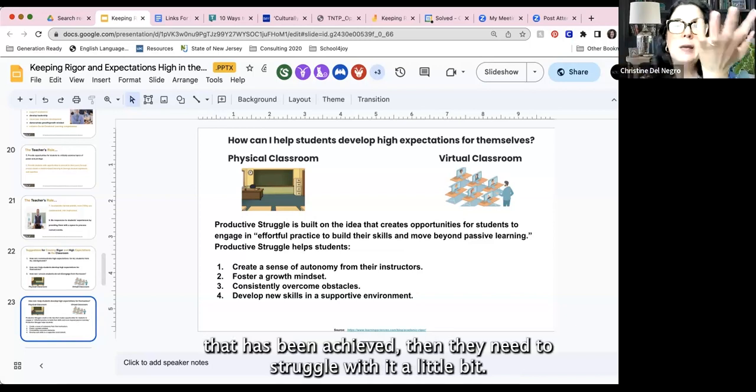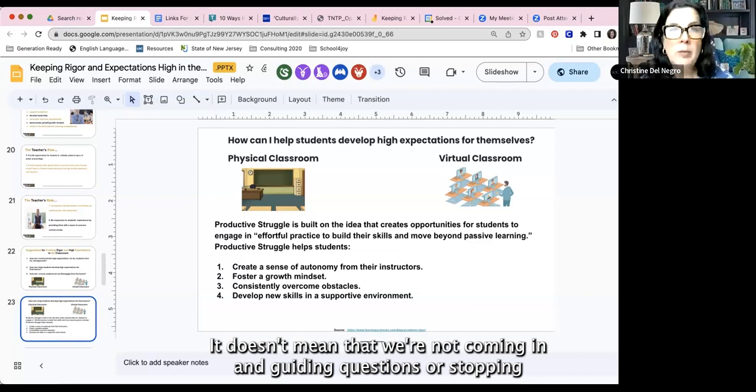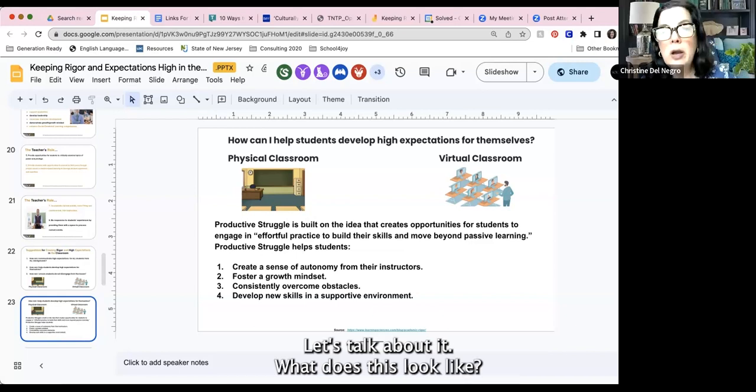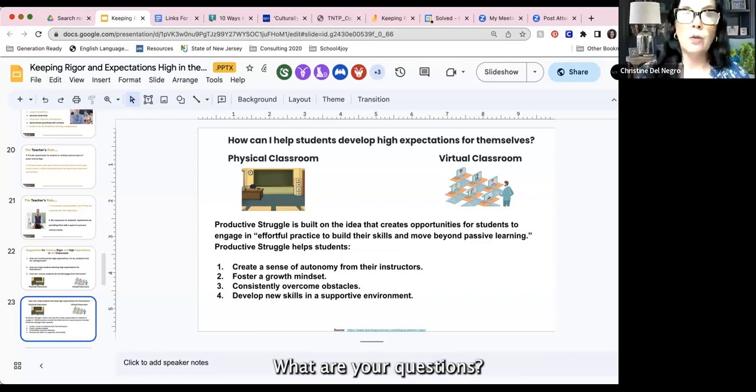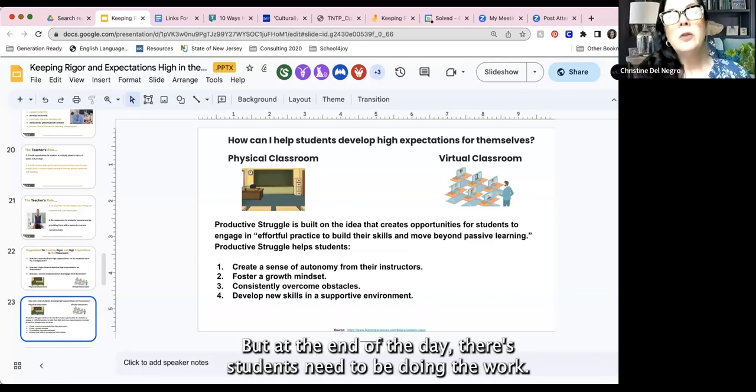Then, once that has been achieved, they need to struggle with it a little bit. Doesn't mean we're not scaffolding. It doesn't mean that we're not coming in with guiding questions, or stopping and saying, hey, I'm noticing everyone's having difficulty with this aspect of it. Let's talk about it. What does this look like? What are your questions? There's scaffolding and there's support going on. But at the end of the day, the students need to be doing the work.